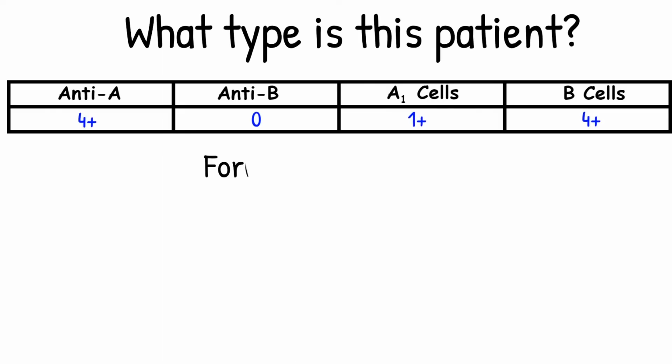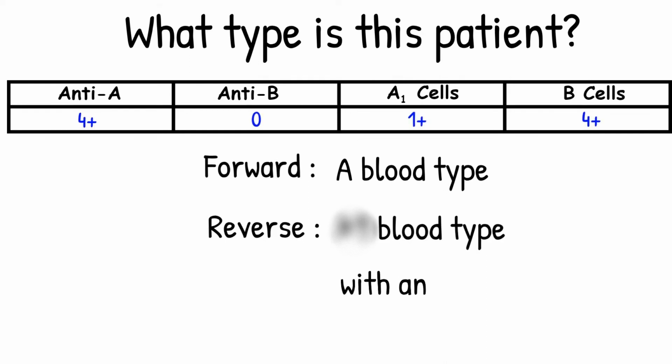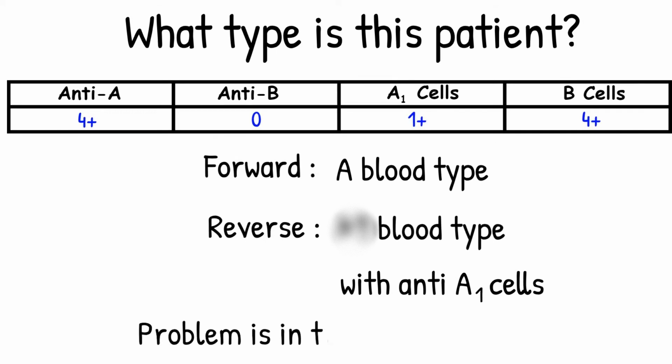First thing, write down the type for the forward and the reverse. The forward gives you type A, and the reverse gives you type AB with a weak reaction in A1 cells. It is more likely to have an unexpected reaction in the reverse typing because the reverse type A1 cell is weaker than all the other reagents.